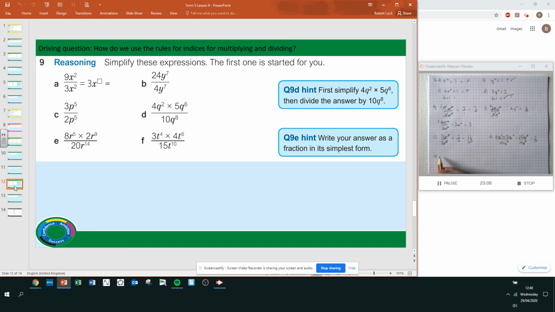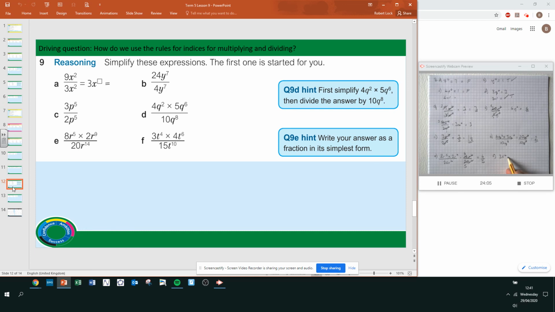E. 8r to the power 5 times 2r to the power 9, over 20r to the power 14. You might see a quicker way of doing this. Do baby steps first. So 2 times 8 is 16. R to the power 5 times r to the power 9, we add them together, so r to the power 14. Over 20r to the power 14. These we know eliminate. You have 16 over 20. What number goes into 16 and 20? I know 2 goes into both, and I know 4 goes into both. Let's do 4s. 4 into 20 goes 5, 4 into 16 goes 4. So the answer is 4 over 5.